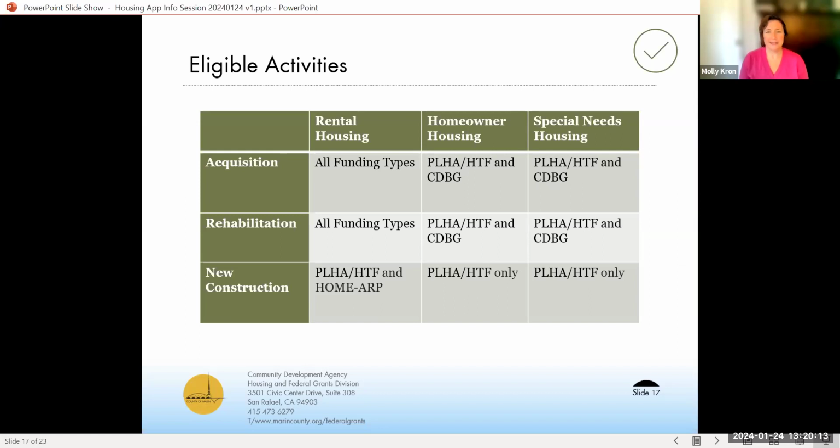We need to update this table a little bit. The real caveat here is around new construction. So CDBG cannot be used for new construction. The only time that it is eligible for new construction is if the land that the housing is being built on is publicly owned, and it can only contribute to the underlying infrastructure. So water, sewer, sidewalks, those types of things. But generally, these funding sources can support a variety of project types.